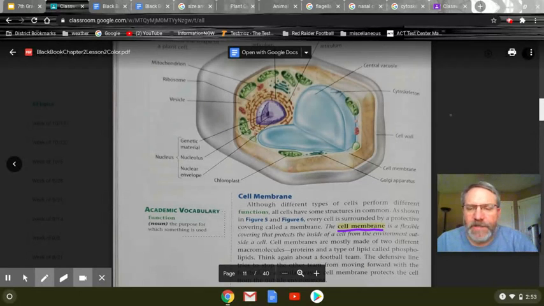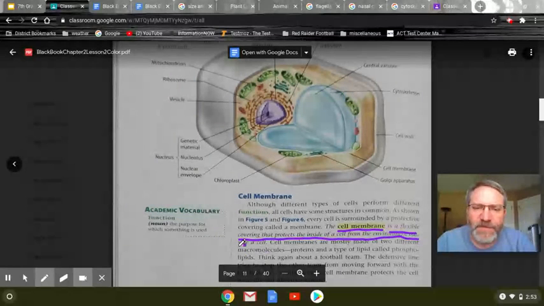Okay, you paused it and you typed that in. All right, so what is a cell membrane? A cell membrane is a flexible covering on the outside of a cell that protects the inside of the cell from the environment outside the cell.